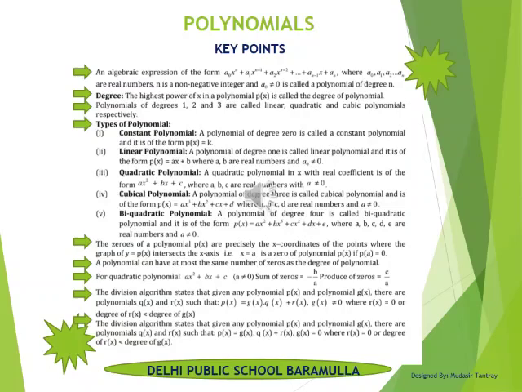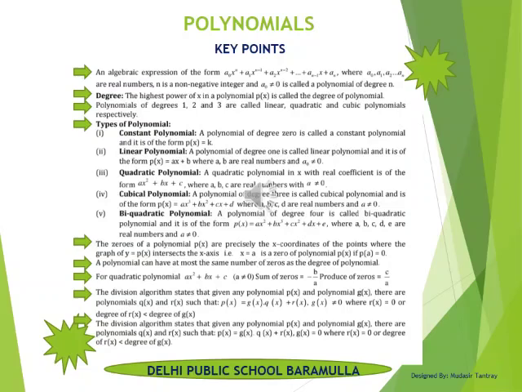Keynotes. An algebraic expression of the form a0 x^n + a1 x^(n-1) + a2 x^(n-2) + and so on + an, where a0, a1, a2, and so on up to an are real numbers, n is a non-negative integer, and a0 should not be equal to 0, is called a polynomial of degree n.